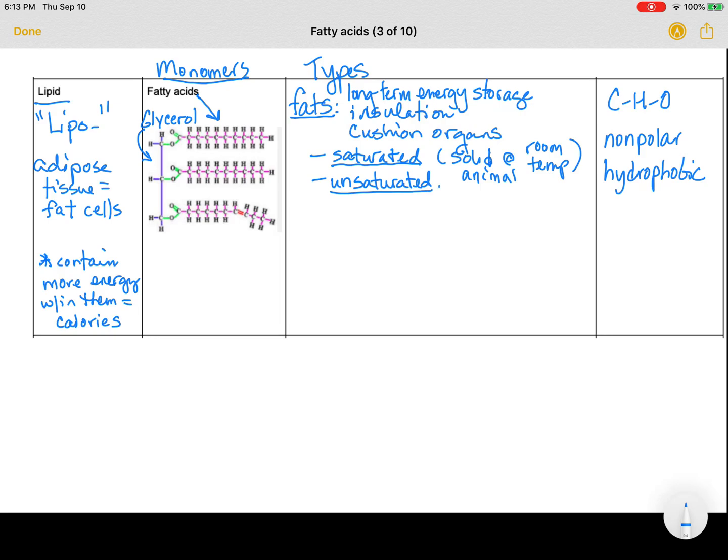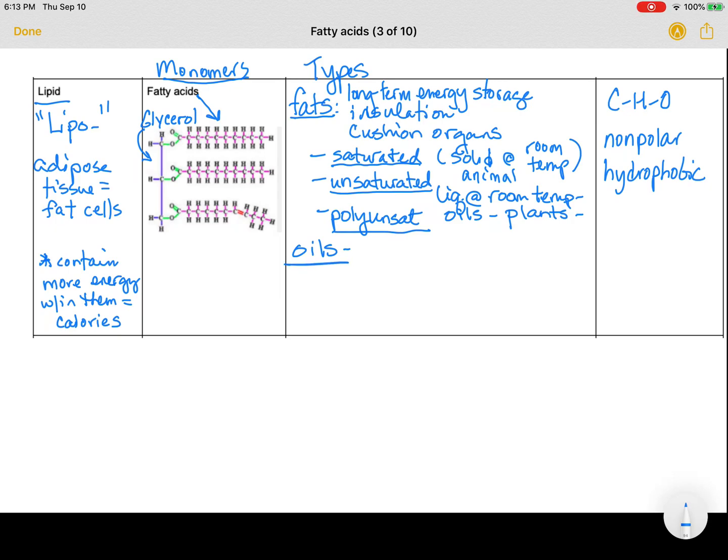And unsaturated are actually liquid at room temperature. And these are more the oils. And these are your plant fats typically. We all need some fat in our diet, so these are better for you. And then we have polyunsaturated. Okay, and they're also liquid at room temperature. Okay, we have oils.